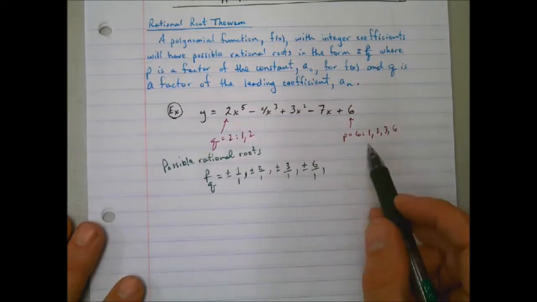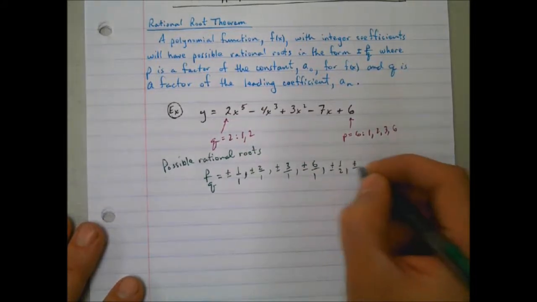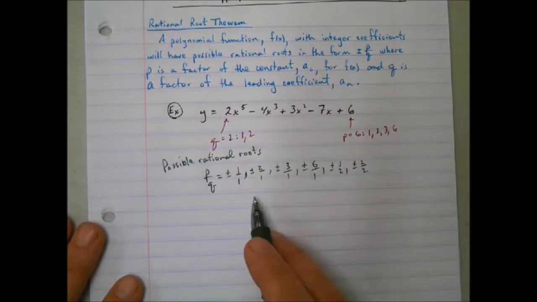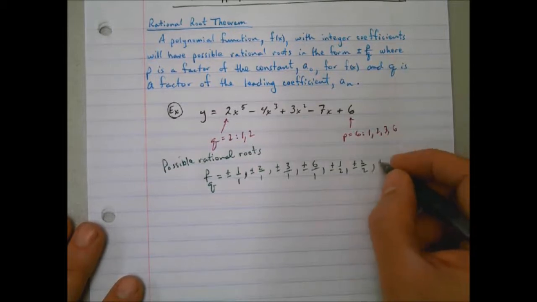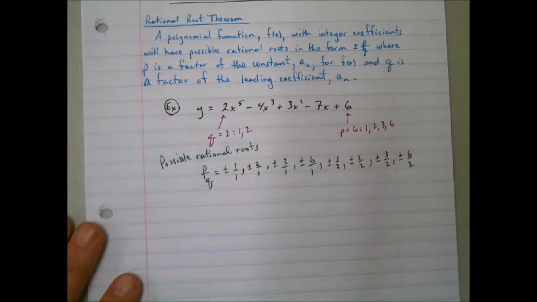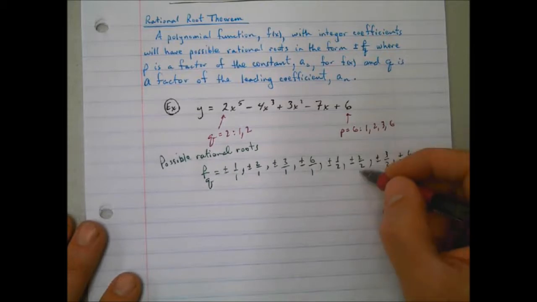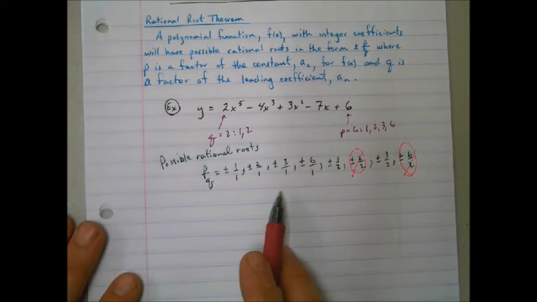Okay, the next ones, now we do all of them over 2. So we've got plus and minus 1 over 2, plus and minus 2 over 2. Now, wait a minute. 2 over 2. Isn't that really 1? So now it's notes. We're just going to go ahead and list all of them out here. So plus and minus 3 over 2, plus and minus 6 over 2. Now, normally, if you see that you've got a repeat, you don't have to list it again. So 2 over 2, that's a repeat. 6 over 2, that's a repeat. You don't have to list them again because we already listed them once.